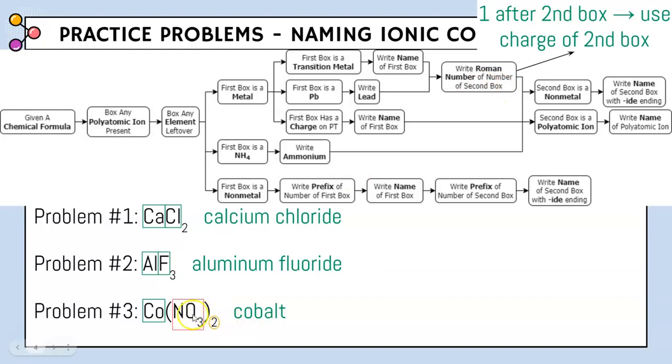Well, we have 2 outside of our second box, therefore we're going to put a Roman numeral 2 in parentheses. So then looking at our second box is a polyatomic ion, so we're going to write the name of the polyatomic ion. When you look at your polyatomic ion list, NO3's name is nitrate. So our answer for number 3 is cobalt 2 nitrate.